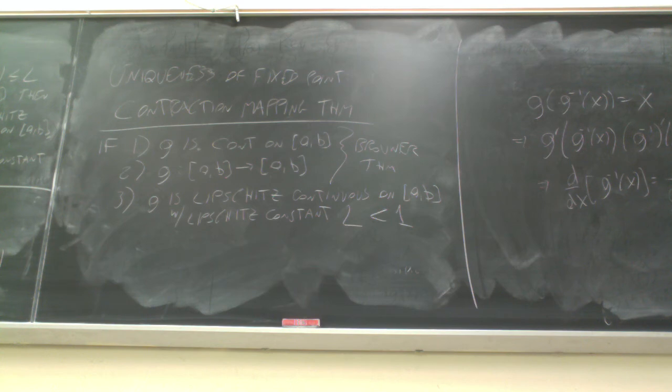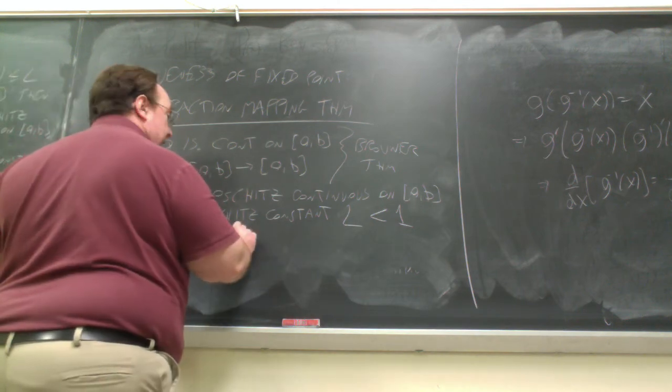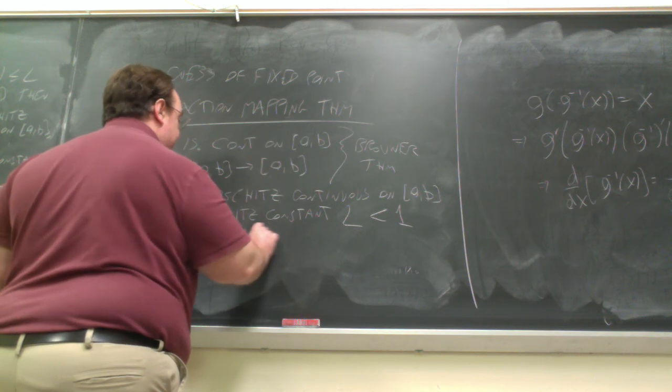Okay. Then, so another way of putting it, if G is Lipschitz continuous and the Lipschitz constant is less than 1, G is a contraction.